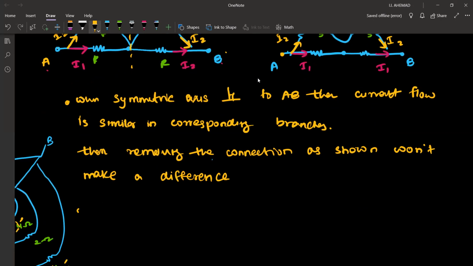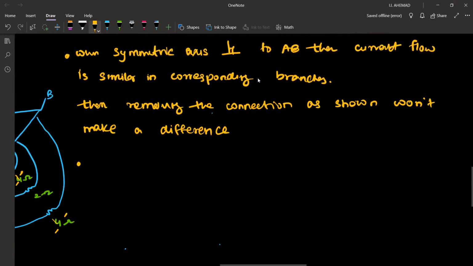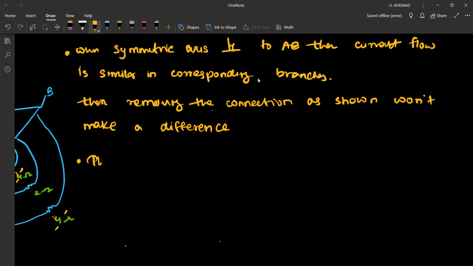And there's one more thing important. Along this line, the potential is same because it is exactly halfway. Therefore, between these 2 points, if it is 10 volts, here it should be 5, and at the center it's 5. Okay, so we can tell the potential along the symmetric axis is same.